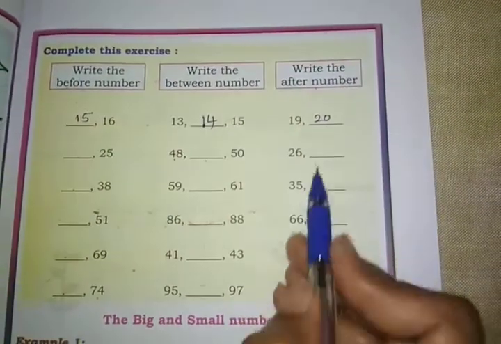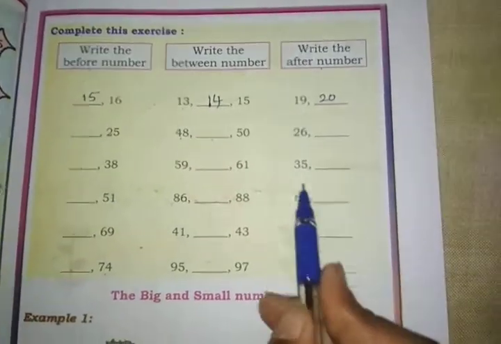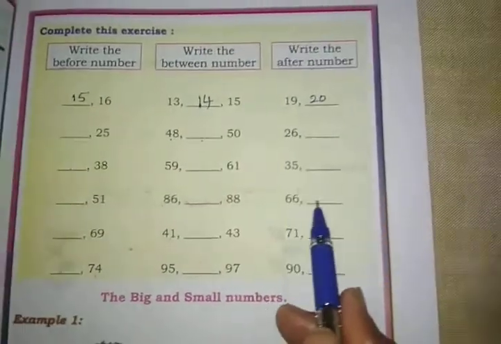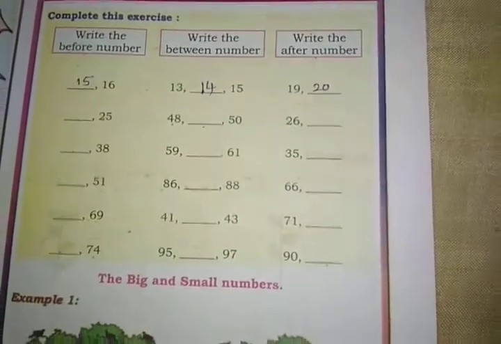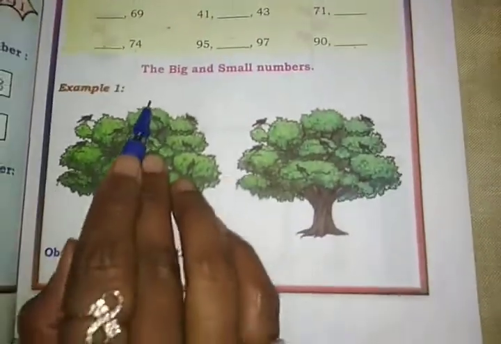90 after 20. 26, 27. 35, 36. 66, 67. 71, 72. 90, 91. Here we go for the big and the small numbers.